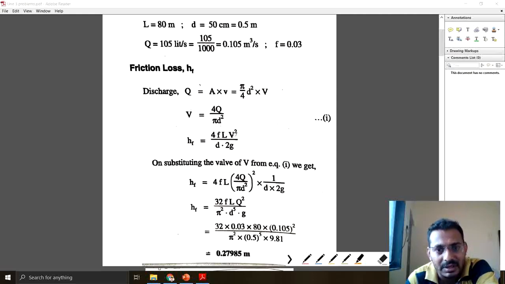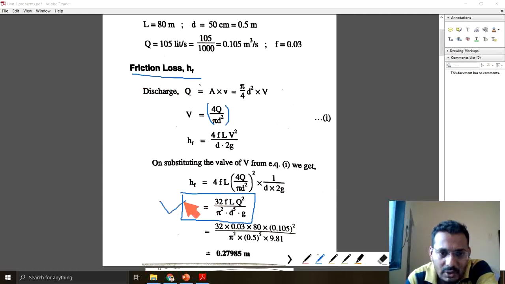Here remember, velocity square is there, so whatever the term is, you need to square that term. So we are putting this value 4Q divided by pi d square. All other terms are as they are, 4fl as it is. Instead of velocity we are putting this, and 2gd as it is. Ultimately this is the alternative formula for the calculation of friction loss. You can remember this formula also.